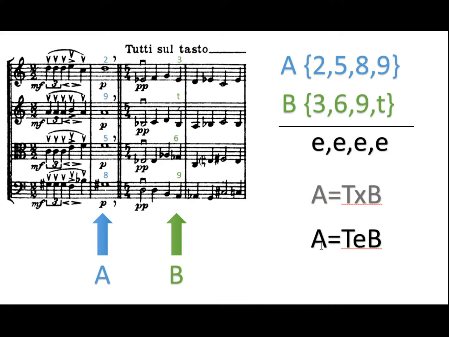And you can see that from the piece as well. If you take 3 and transpose up 11 half steps, you get the D. T transposed up 11 half steps gets you 9. 6 transposed up 11 half steps gets you 5. And 9 transposed up 11 half steps gets you 8.